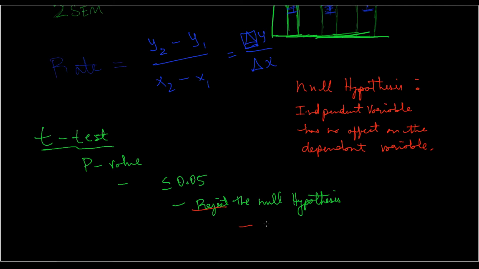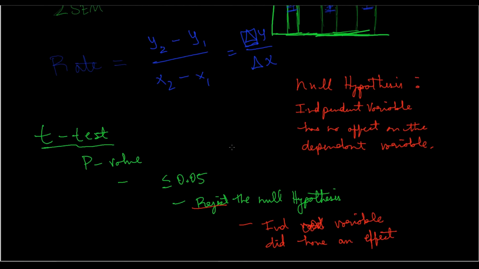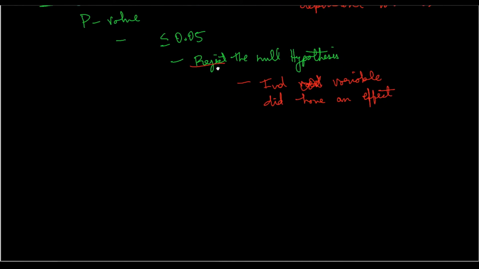So what this is saying is the independent variable did have an effect. So it did affect the dependent variable. All right, so that's what the p-value is showing us. All right, let's go ahead and move on. Okay, so then we have the chi-squared test.